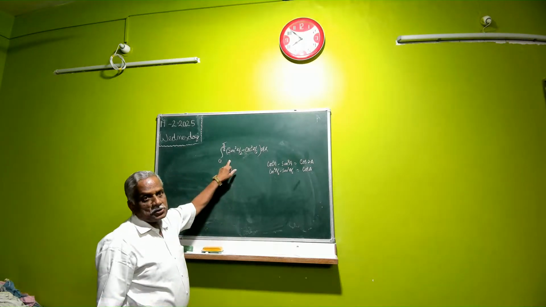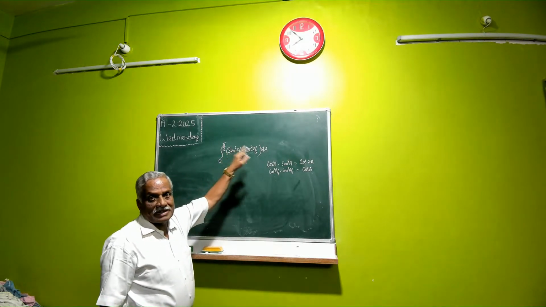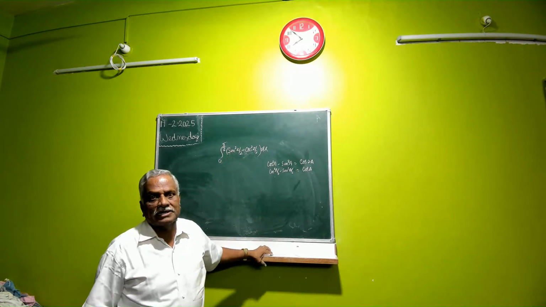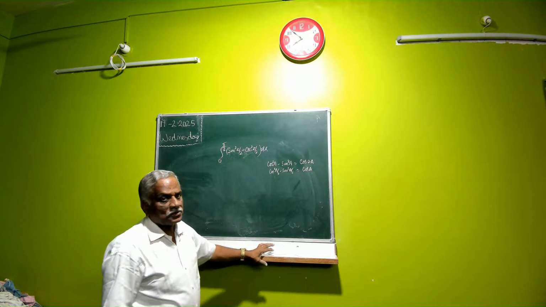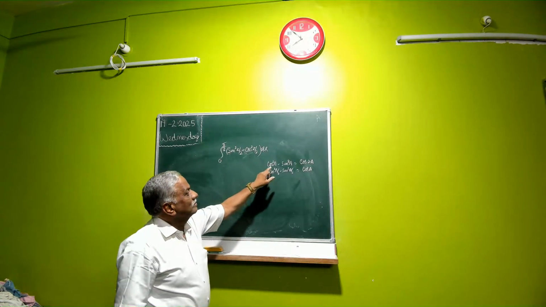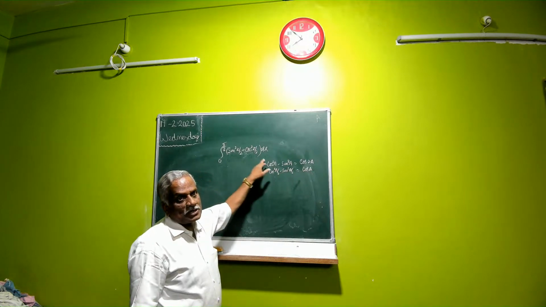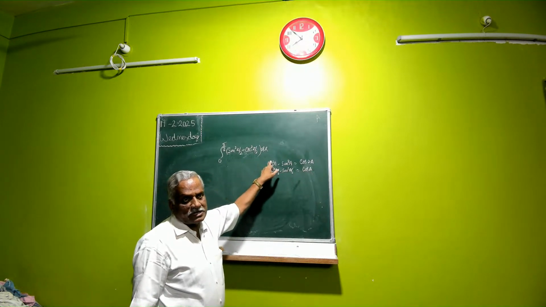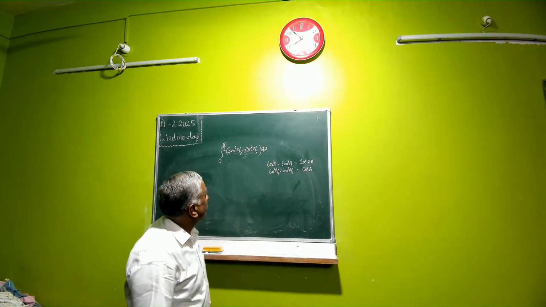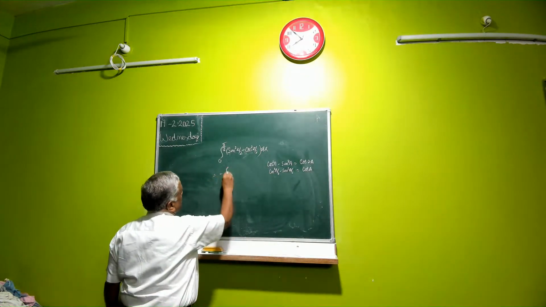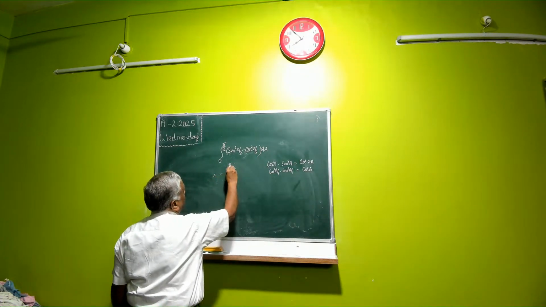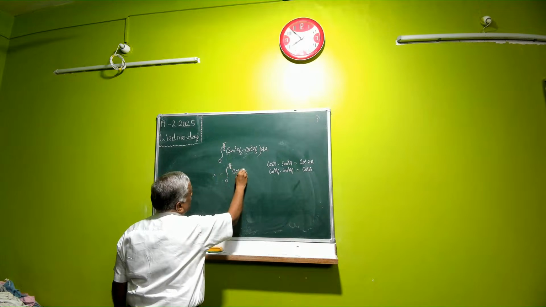So just to confuse you, they have given sin square a by 2 minus cos square a by 2. So what is that? You can write it as a minus of cos square x by 2 minus sin square x by 2. That means it is minus integral 0 to pi by 2 cos x dx.